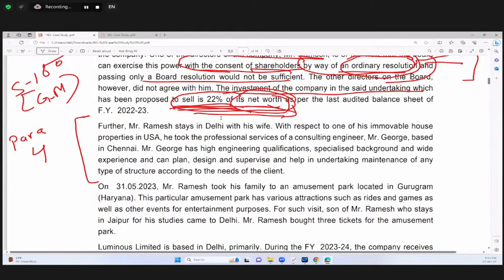The recipient of service is in Delhi. The service is related to immovable property which is located in USA. He took the professional services of a consulting engineer. Students, you all know this is IGST.